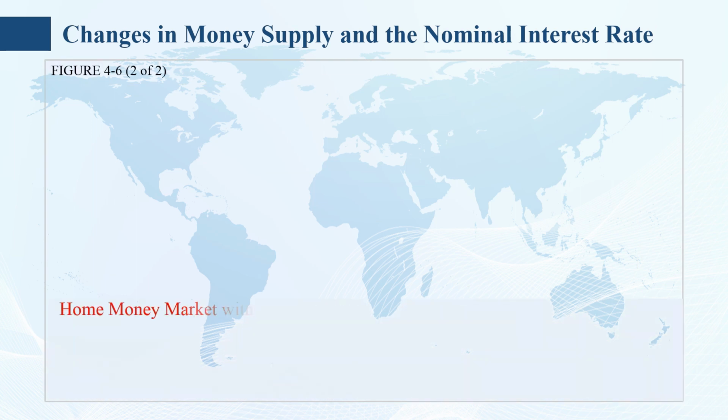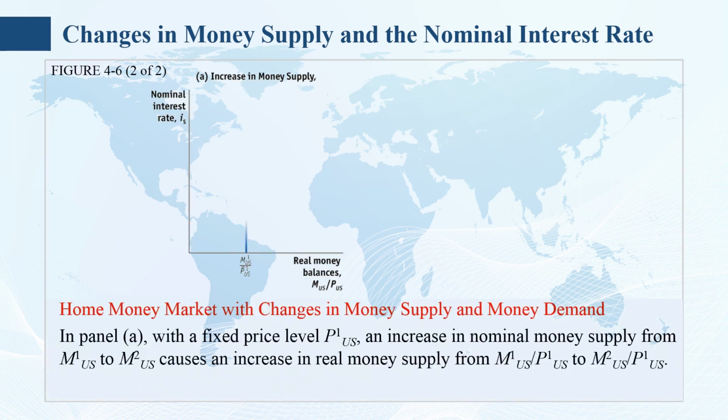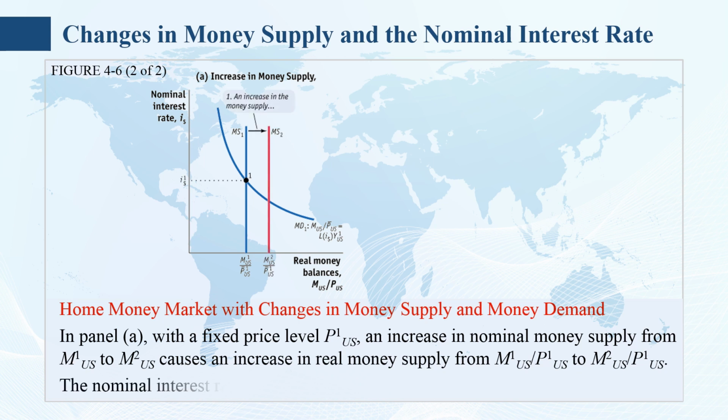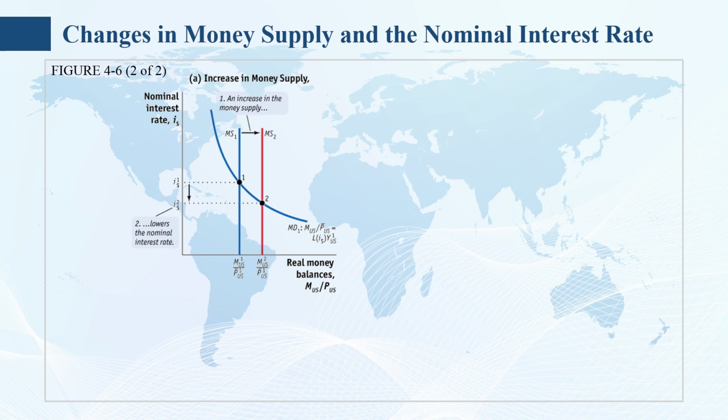Money market equilibrium depends on money supply and money demand. If either changes, the equilibrium will change. To help us better understand how exchange rates are determined, we need to understand how these changes occur.